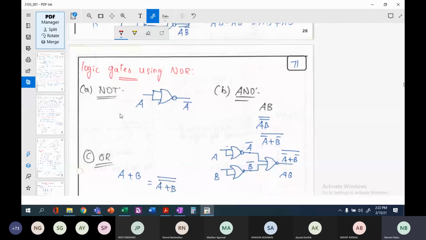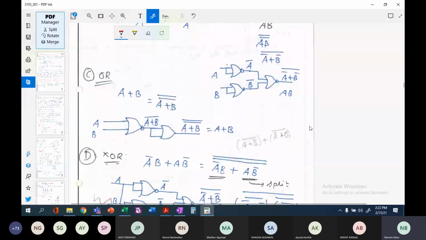Okay. So likewise, the OR operation. OR operation is, okay, system is hanging. Okay. So OR operation will be, you want A plus B only, you make double complement of it. So A plus B, the whole bar will be one OR gate here, and then you take one more NOR gate here, so it will be A plus B bar the double bar.